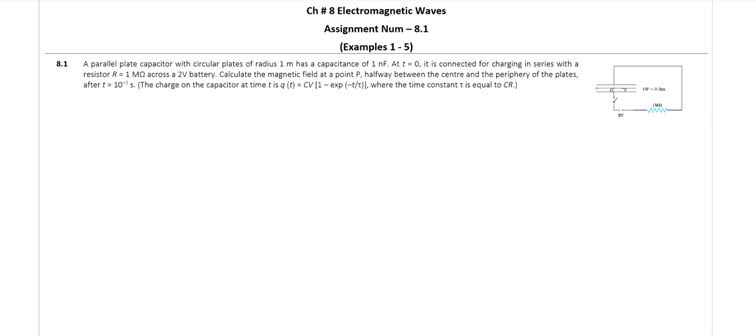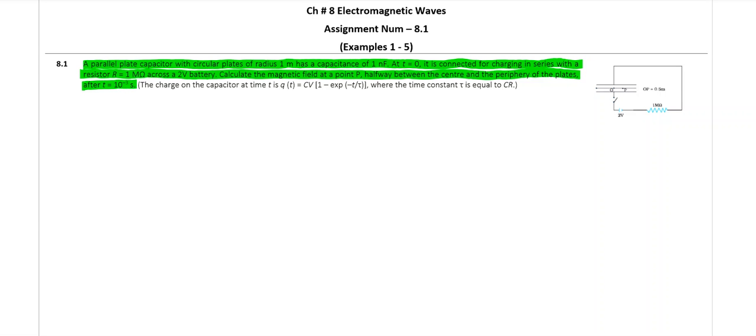The question is: a parallel plate capacitor with circular plates of radius 1 meter has a capacitance of 1 nanofarad at time t equal to 0. It is connected for charging in series with a resistor of R equal to 1 mega ohm across a 2 volt battery. Calculate the magnetic field at point P, which is halfway between the center and the periphery of the plates, after time t equal to 10 raised to minus 3 second.